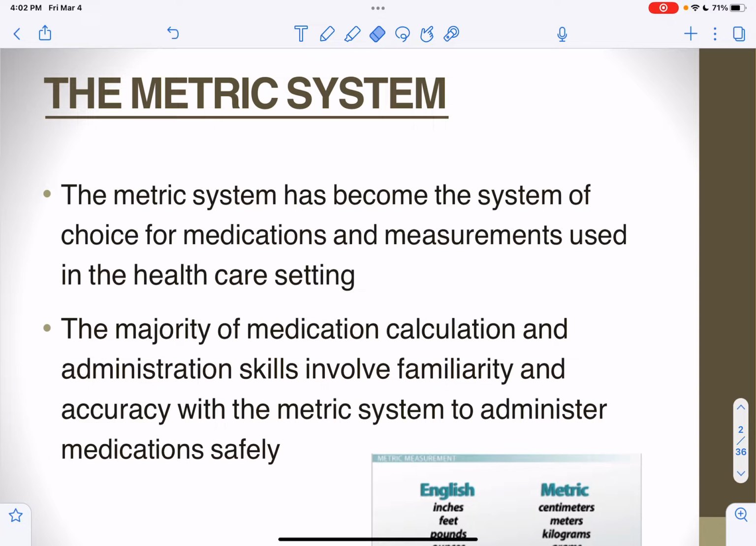All right, so the metric system is what we always use in the healthcare setting. A lot of people are not familiar with the metric system because it's not typically what's used in our everyday lives in the United States of America. But for the majority of medication calculation and administration, you need to be familiar with the metric system because it is more accurate. So that's what we use to administer medications safely.